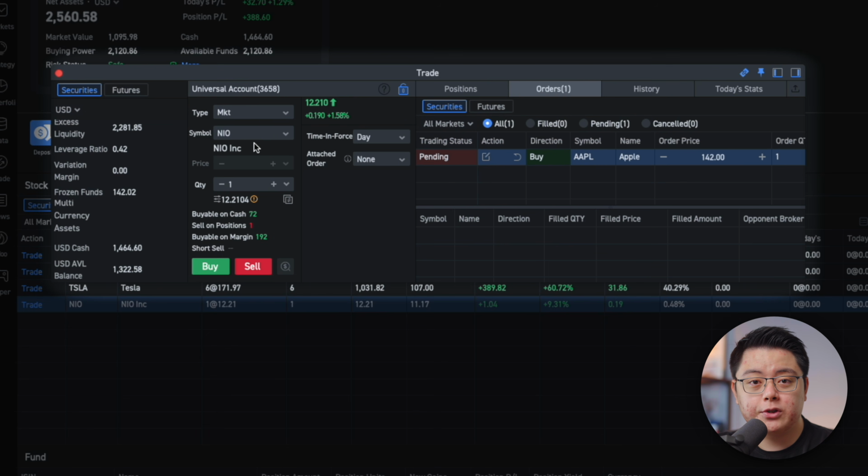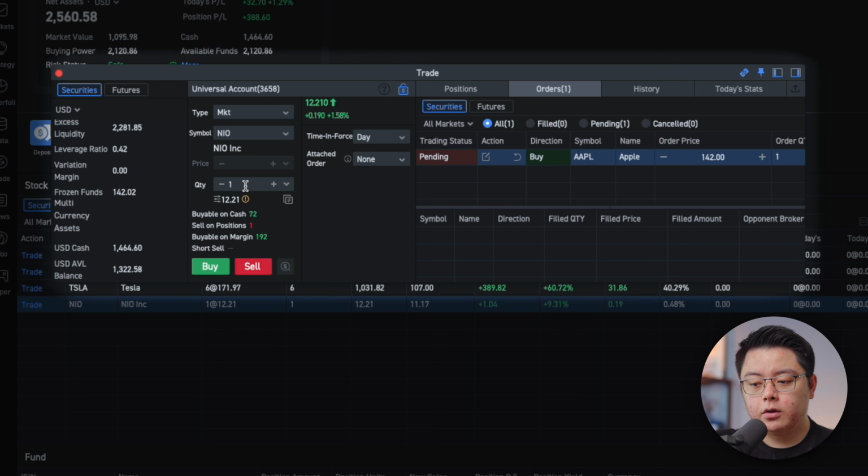Order type, I will set this to market because I don't really care as much about this stock. So I just want to get rid of it quickly, but of course feel free to use a limit order if you want to sell your stock at a particular price point. Symbol NIO for NEO, and price will not be available since I'm selling it at market price.